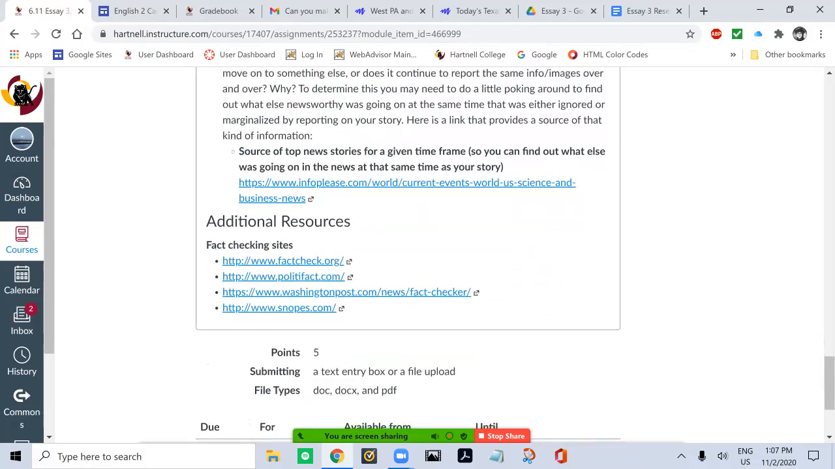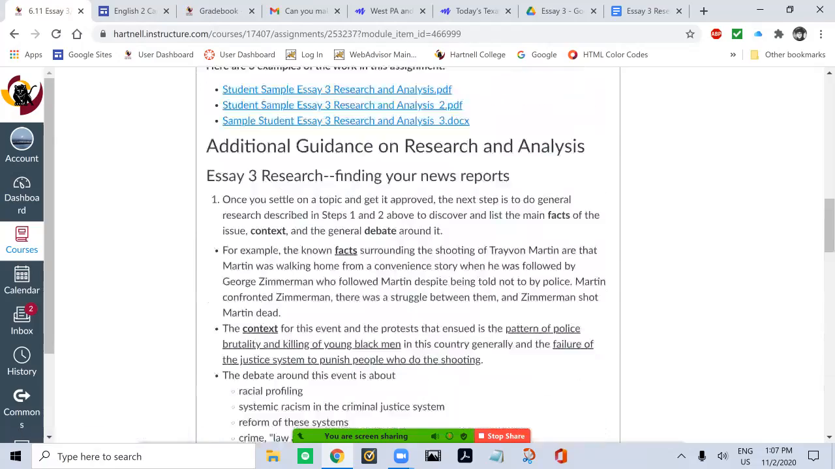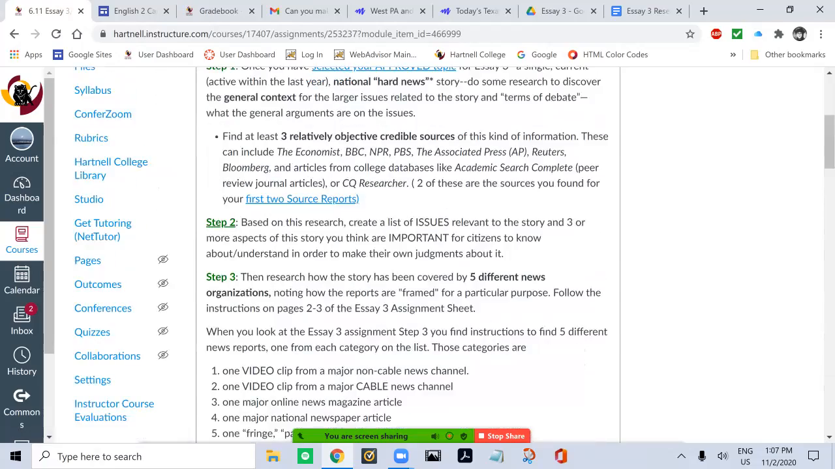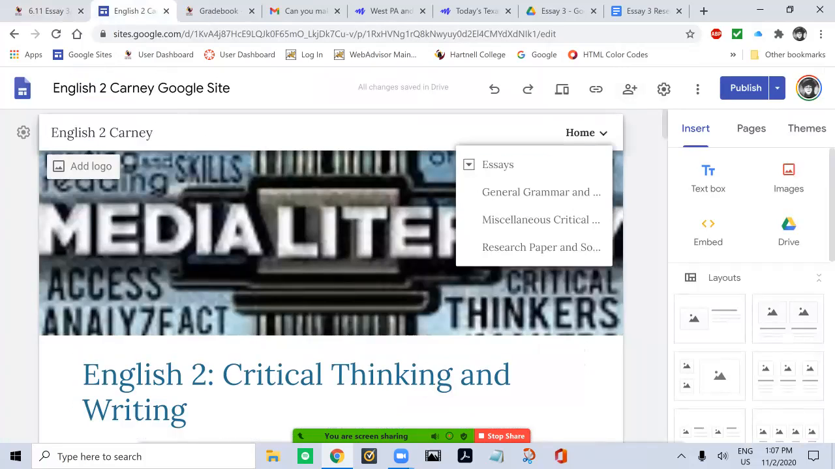And these are more tips and places you can go to check facts. So that's that basic assignment. All righty. Let me do another demonstration for you here.